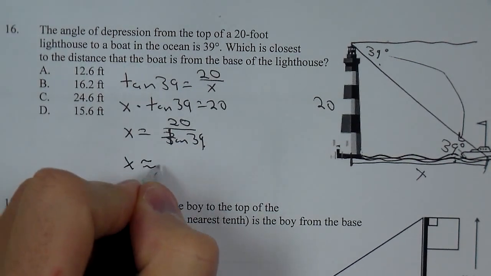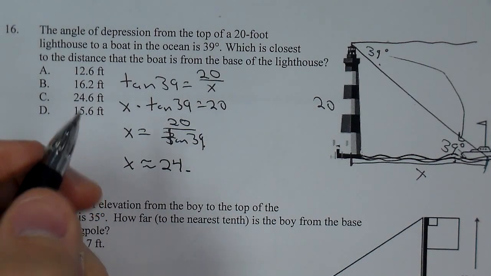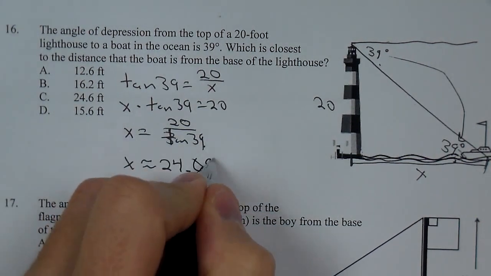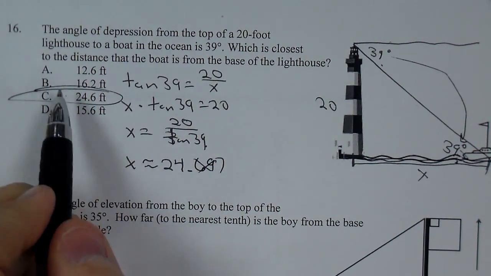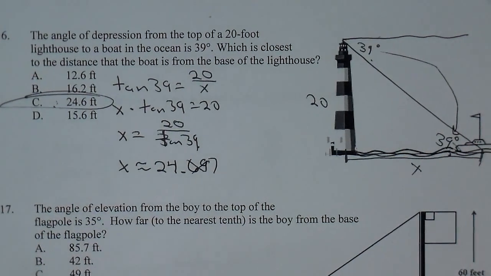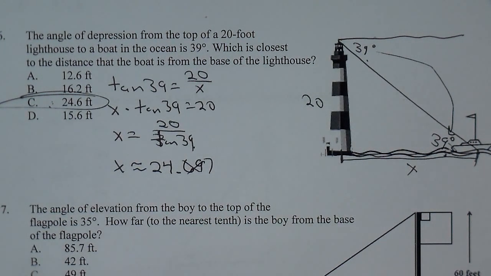This comes out to be about 24.69, so it's like 24.7. We're going to say that's close enough for C. Now, what you have to be careful with is the way this problem is easily mixed up. So this is the correct answer. We got that.